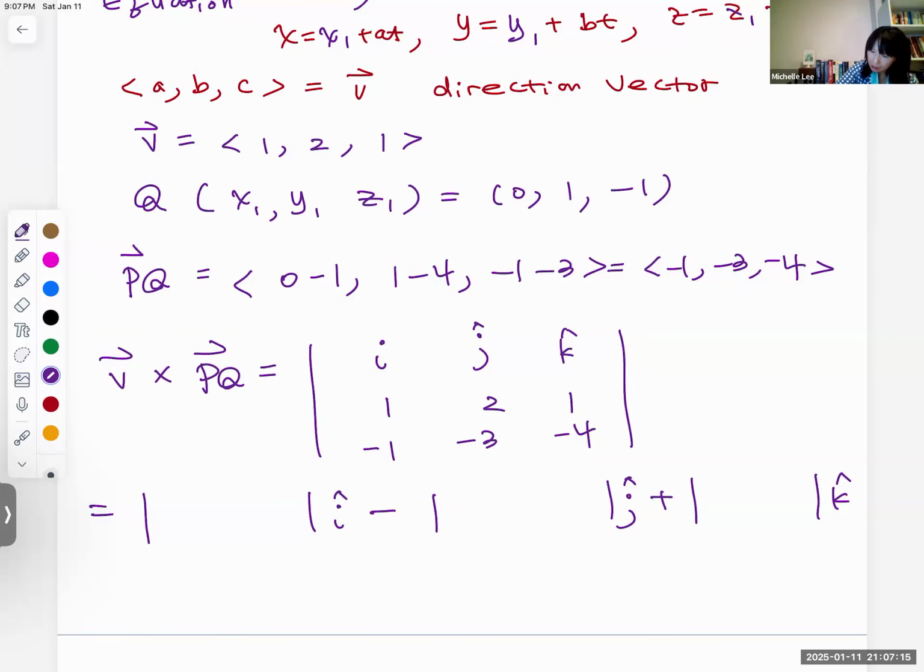So I is 2, 1, negative 3, negative 4. J is 1, 1, negative 1, negative 4. K is 1, 2, negative 1, negative 3. Yeah.